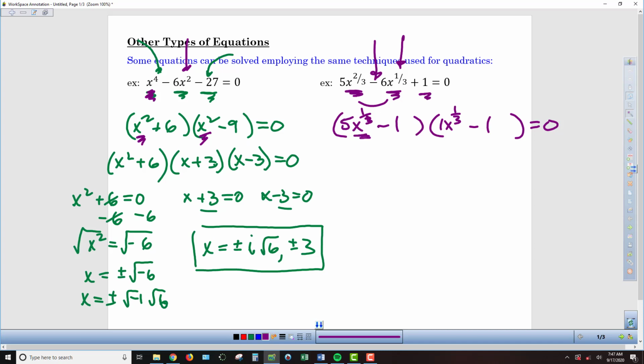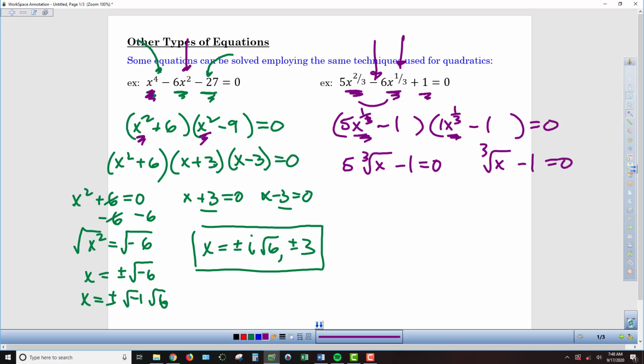But I'm now at this point going to change this x to the 1/3 into radical form. And so hopefully we recall from our previous study that we can write this as a cube root, because whatever number is in the denominator is going to be the root. Whatever number is in the numerator of the exponent is going to be the power of the variable underneath the root. So I've got 5 cube root of x minus 1 equals 0, and then I have just 1 cube root of x, or just the cube root of x minus 1 equals 0.